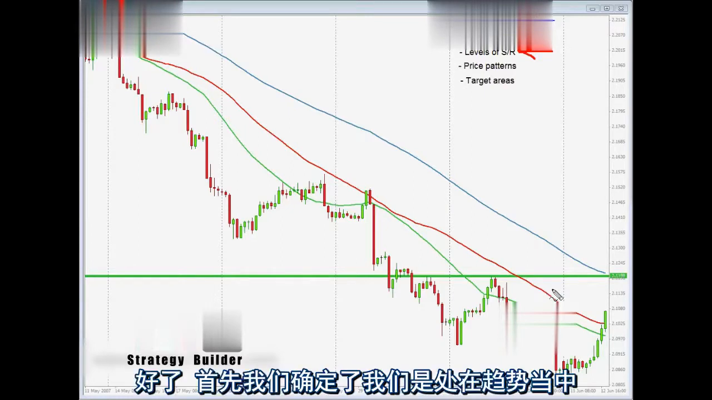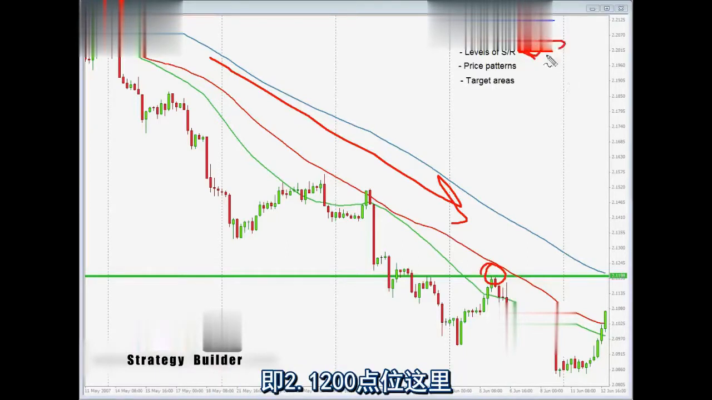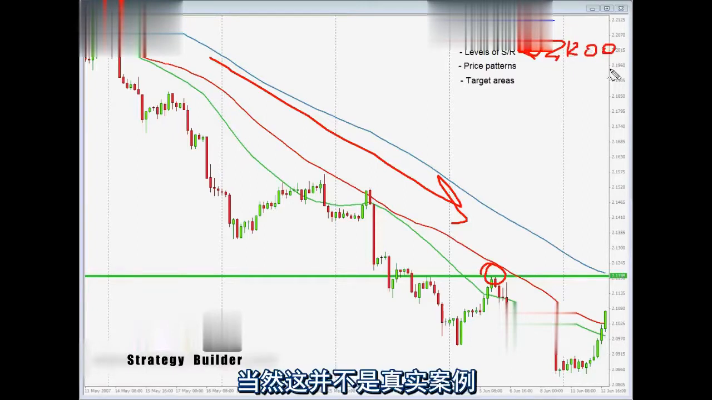Good. Fair enough. We've so far determined whether we are in a trending scenario, which we are, and also we've determined what's our strongest level of defense in this downtrend, which is the 212.00 in this particular case. This is just an example. I don't want to comment on this particular trade. This is just an example, so you guys understand the theory.